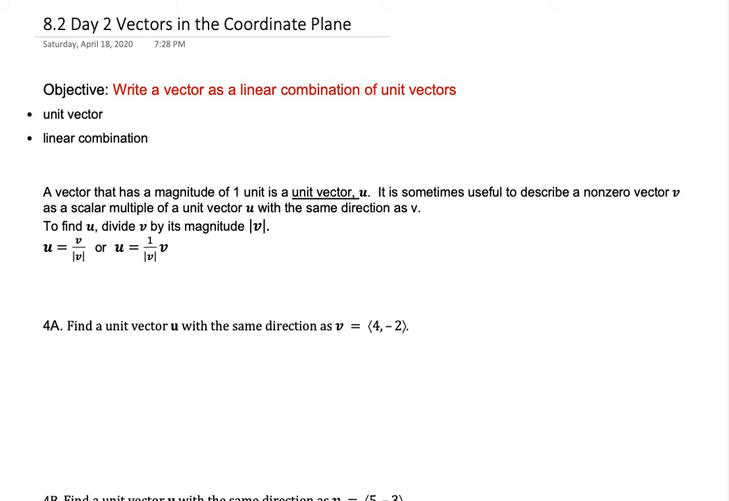So a vector that has a magnitude of 1 is a unit vector. And it's sometimes useful to describe a non-zero vector v as a scalar multiple of a unit vector u with the same direction as v. So to find u, divide v by its magnitude.